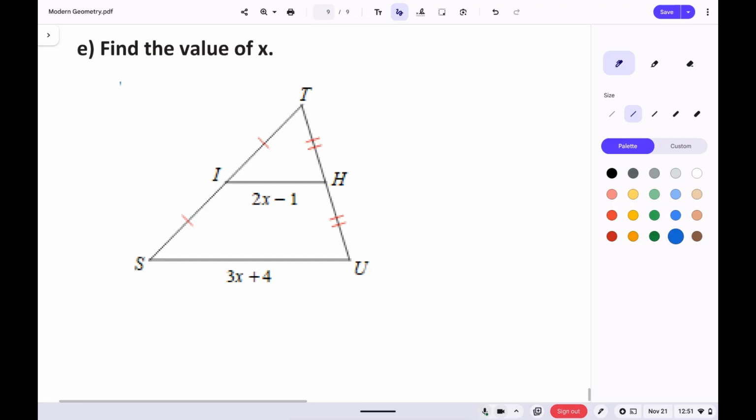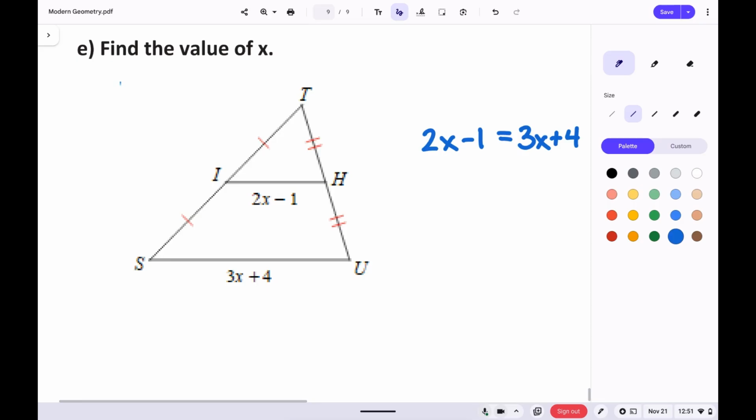I want to solve for X. Think about that relationship still between the midsegment, which is where the 2x minus 1 is, and the 3x plus 4. I can't just set these equal to each other. They're not equivalent. That IH is smaller. How would be a way to represent the difference here? I'm going to get it set up a little bit, but this is not the true correct form. I've got to add something to my problem.